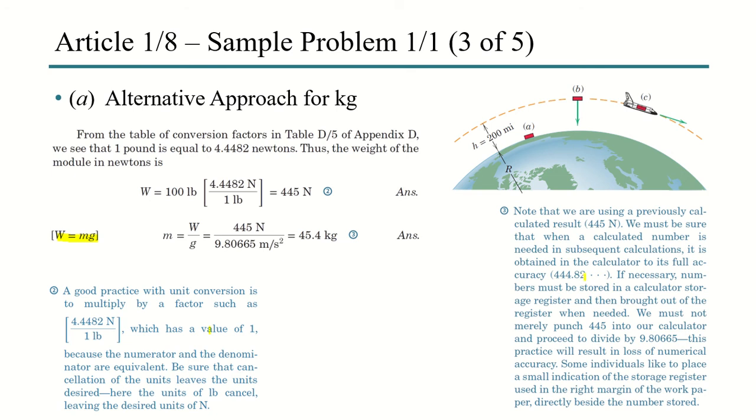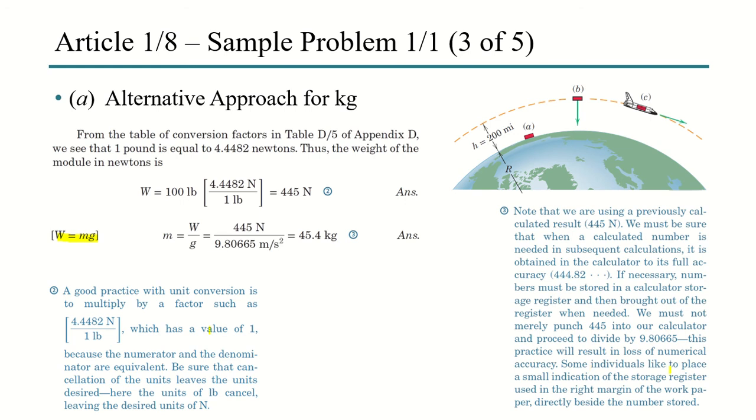It means that you have to write down all the numbers after this 2 here, so that your value will be more accurate. The resulting value that you will obtain using this value, for example, will be more accurate. If necessary, numbers must be stored in a calculator storage register, and then brought out of the register when needed. We must not merely punch 445 into our calculator and proceed to divide by this number. Otherwise, the result is not accurate. This practice will result in loss of numerical accuracy.